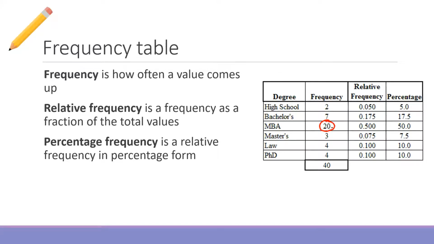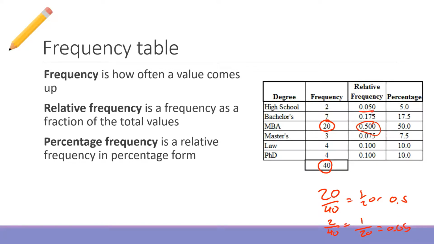20 people have that out of the total 40. So if I go 20 divided by 40, that's going to give me half, or 0.5. And so that's how they get this relative frequency of 0.5. In comparison, 2 over 40 is actually 1 over 20, and that's going to become 0.05.